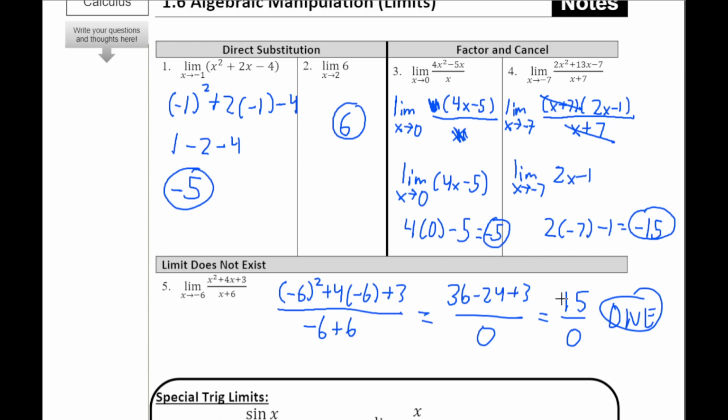So anytime you have tried direct substitution and you get a constant over 0, the limit does not exist. However, if you get a 0 over a constant, that's fine. But if it's a constant divided by 0, you can't do that.